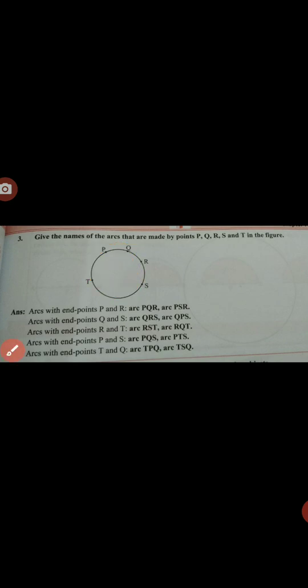Like that you have to write the names of arcs. You can draw circles and take points on circles, and make a practice of writing the names of arcs. You can draw your own circle of any size in centimeters, take points of your own, and practice writing the names of arcs, children.